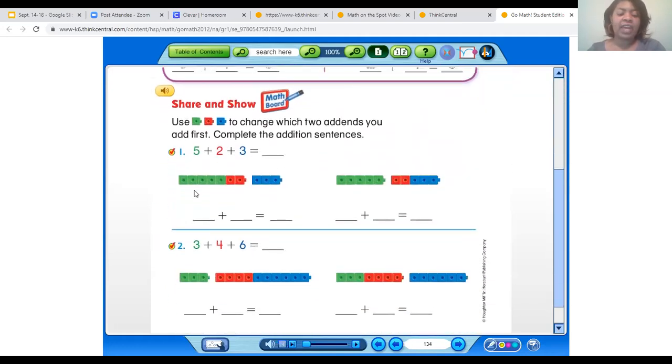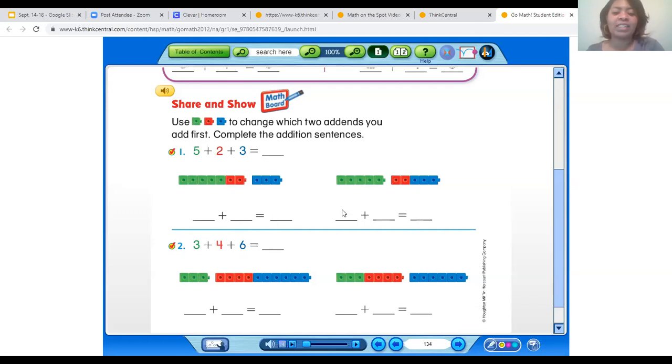So right here, they have the cubes. And so we're going to change the add-ins that we add together first. So right here, the green and the red is connected, 5 and 2. So how many cubes do we have together? 1, 2, 3, 4, 5, 6, 7. We have 7 cubes. And we're going to add 3 cubes. So 7 plus 3 equals. So if you add all these cubes together, you should have 10. Good job.